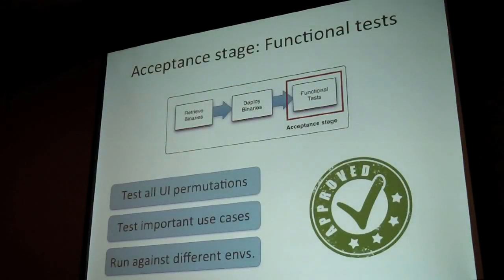Which brings us to functional tests. What you want to make sure is that you test certain permutations based on your UI. If you have a web application, you might want to run against Chrome and Firefox, potentially Safari. You want to test the most important use cases. For example, common use cases are sign up or login, that kind of stuff. And you want to potentially run them against different environments.